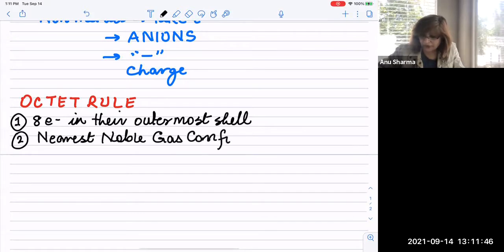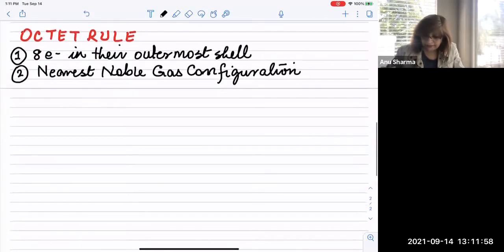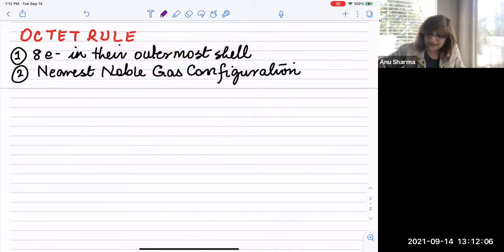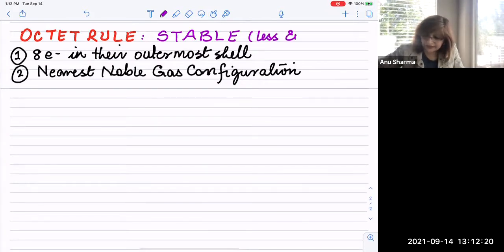Okay, now they want to have the nearest noble gas configuration. Now, not all of them follow the octet rule. There are some exceptions, like helium, which doesn't follow the octet rule. So they would like to look like helium. Okay. And the third rule is, besides that, the whole reason why they are going to do this is because they want to achieve stability. They want to become stable. So that octet rule makes them stable, means less energy, less motion.